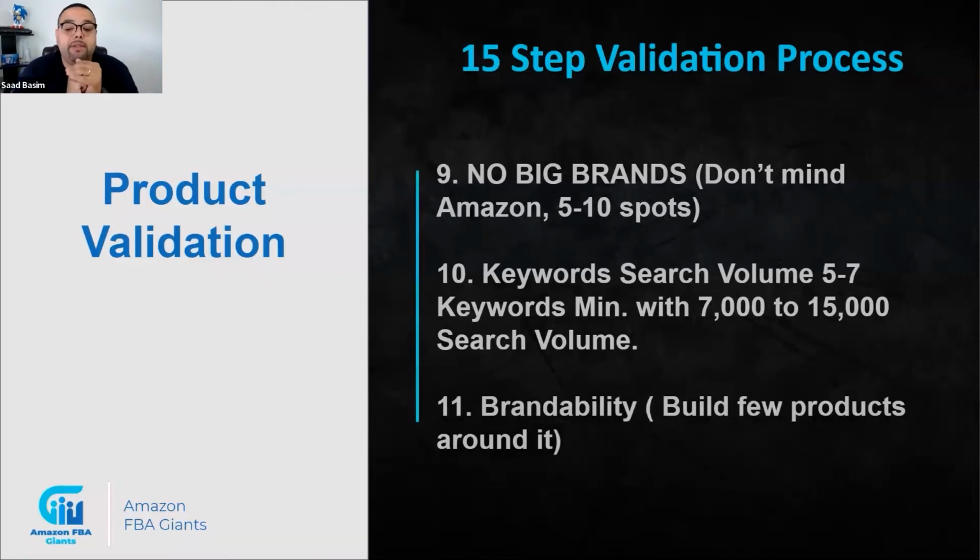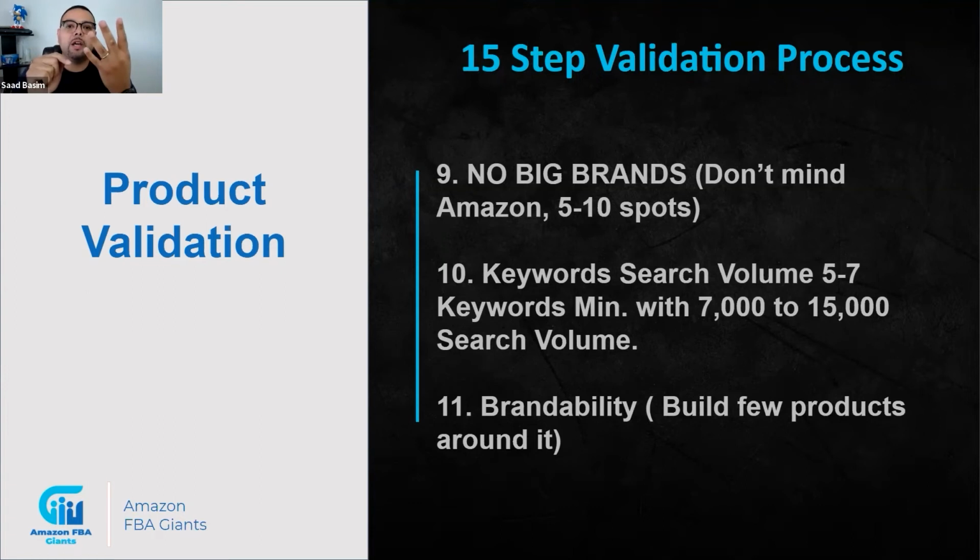Now, number 11, brandability. Build a few products around it. Basically, when I look for a product, as I told you, I do not look at one product because it's really doing well. I want to make sure I look at a product that I can build a brand around. For example, the brand I'm doing right now, I swear to you, I'm not kidding, I already have 5 to 15 products minimum in the pipeline associated with that specific brand. So that's why I'm in a rush to launch 4 products within the same niche: 3 different colors and 1 different design.